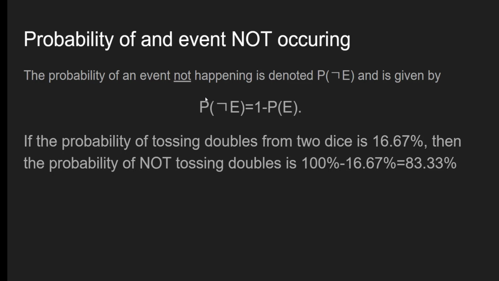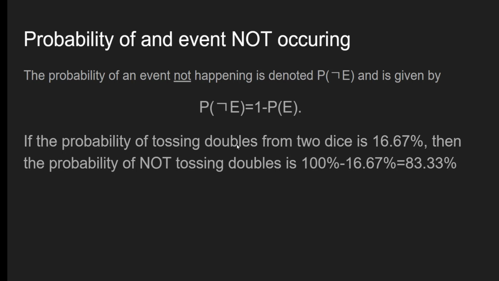A second notation we need to discuss is that of the probability of an event not occurring. You may see this symbol here, a little elbow, right corner of a square, in front of the E. So this represents the probability of an event not occurring. Since the probability of an event not occurring is simply the opposite probability, it's 100% or 1 minus the probability of that event occurring.